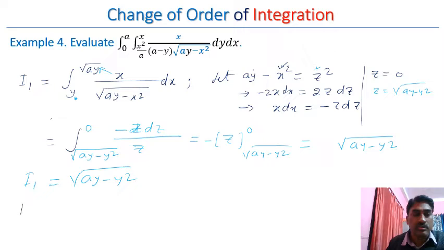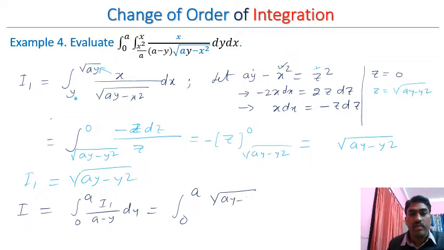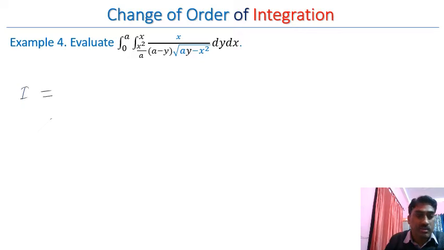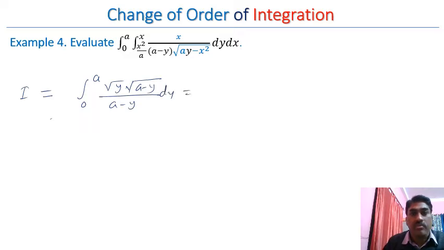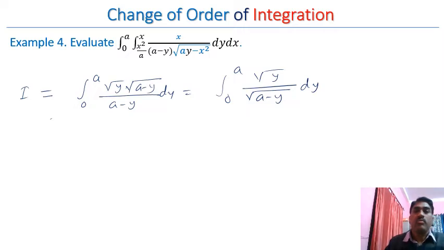So I is 0 to a, I1 by a minus y dy, and this is 0 to a square root of ay minus y square divided by a minus y. So you can take y common from the numerator. When you take y common from the numerator, you get I is equal to 0 to a, root y root a minus y by a minus y dy, and this happens to be 0 to a root y by root a minus y dy.